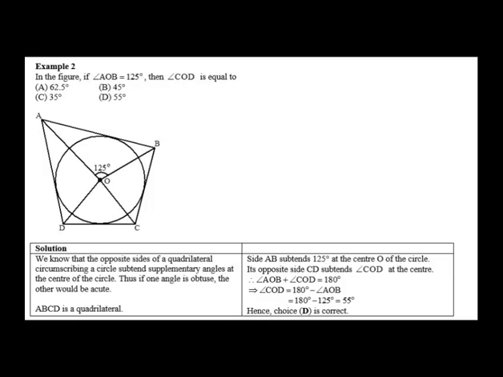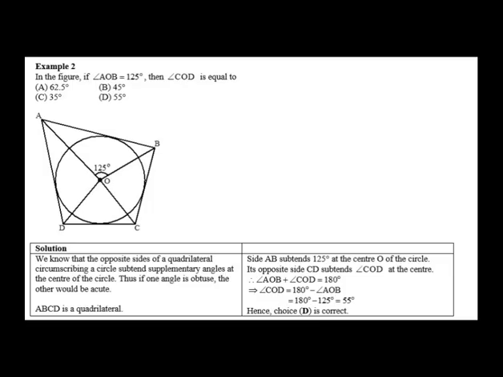Example 2. In the figure, if angle AOB is equal to 125 degree, then angle COD is equal to option A 62.5 degree, option B 45 degree, option C 35 degree and option D 55 degree. We know that the opposite sides of a quadrilateral circumscribing a circle subtend supplementary angles at the center of the circle. Thus, if one of the angle is obtuse, then the other one would be acute.